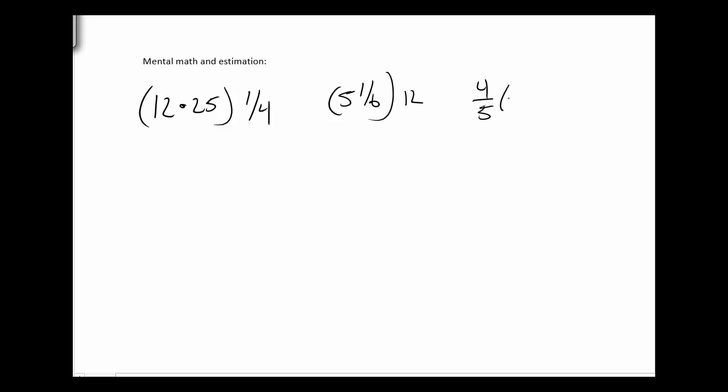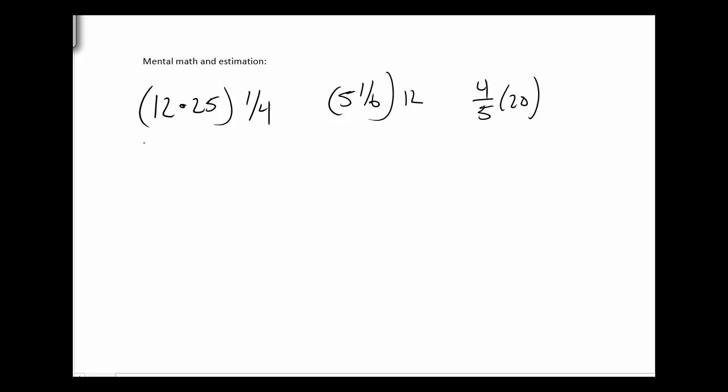Okay, so a lot of our earlier techniques for estimation and doing mental math still work here. Let me give us a couple examples to work with. I'm trying to explain to you how to do this in your head, so you really shouldn't be writing it down, although I would write it down so you can see how the form works. So 12 times 25 times a fourth. Let's do 5 and a sixth times 12. And let's do 4/5 times 20. So I'm going to talk you through each of those three approaches.